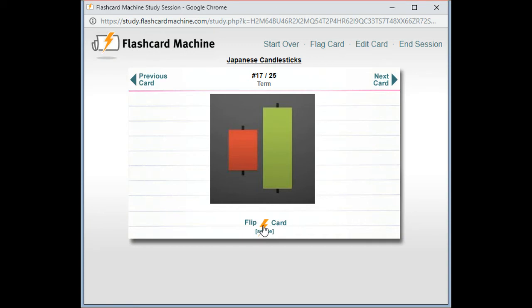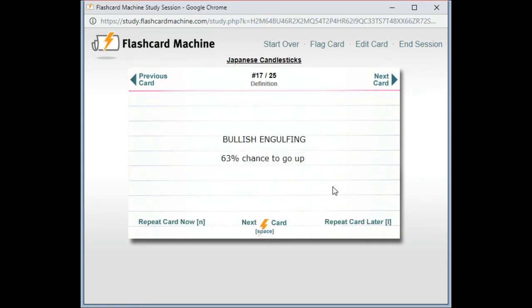Opposite of one we looked at already. Bullish engulfing, 63% chance to go up. Not as much as the bearish engulfing, but still pretty decent, 63%.